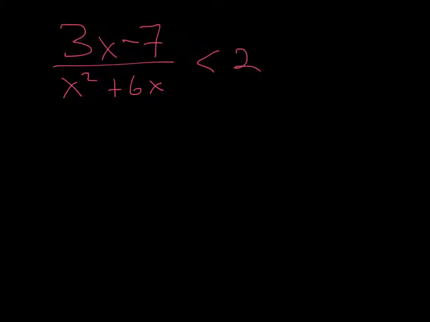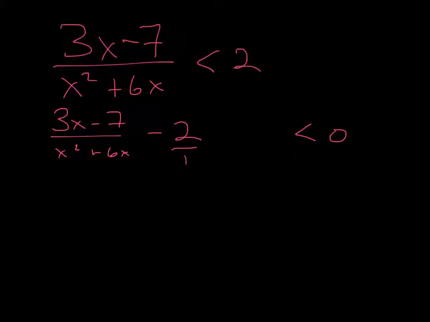So as a refresher, I'm going to do (3x minus 7) over (x squared plus 6x) minus 2, and that's going to be less than 0. Remember this is really 2 over 1, right? So I have to come up with a common denominator. My common denominator is simply x squared plus 6x. So I'm going to multiply this by (x squared plus 6x) over (x squared plus 6x).